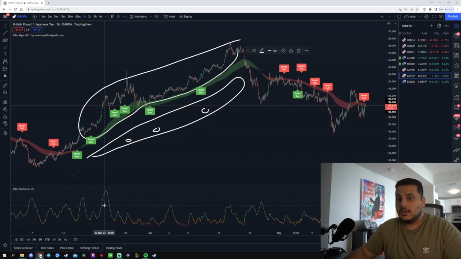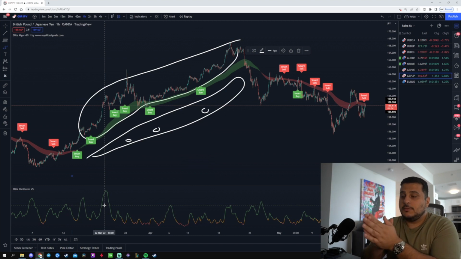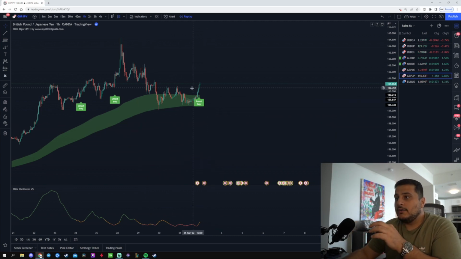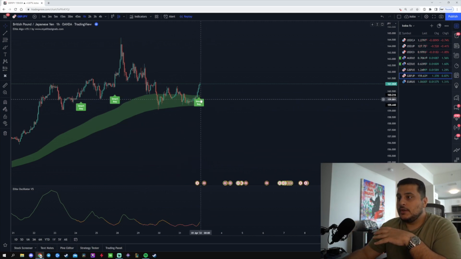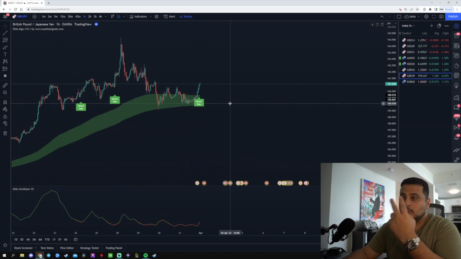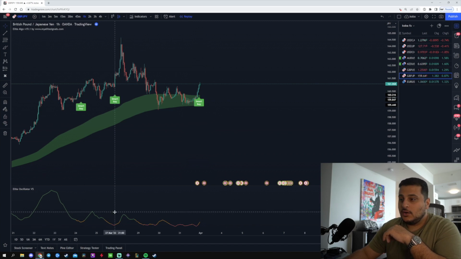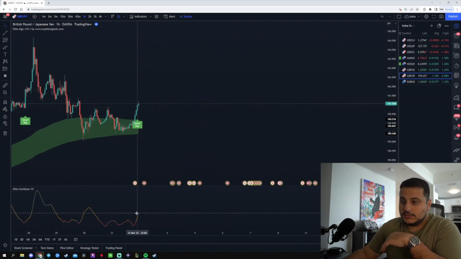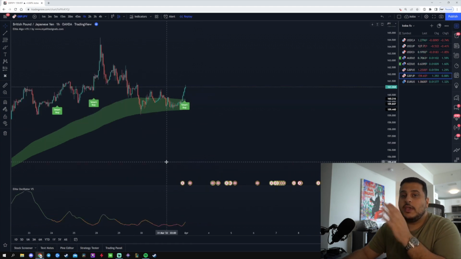Very simple, guys. And now I'm going to show you some live examples of how you can use this strategy. Okay, so here's a live example of the strategy right here. We have a buy signal that was created, right? We are in a green trend cloud. Okay, that's 2 out of the 3 rules. And over here on the Elite Oscillator, we can see that we have an orange line, right? It's kind of hard for you guys to see, but if we zoom in, we have an orange line right here, which means that we are okay to take the trade.